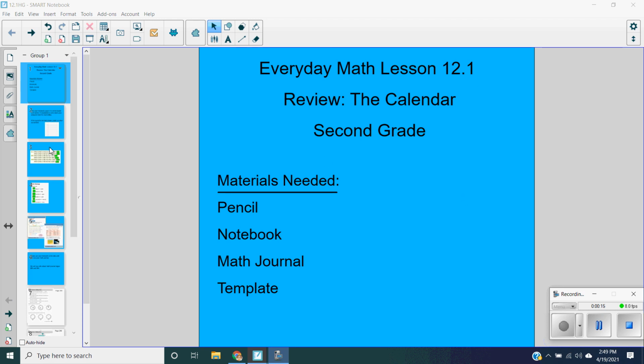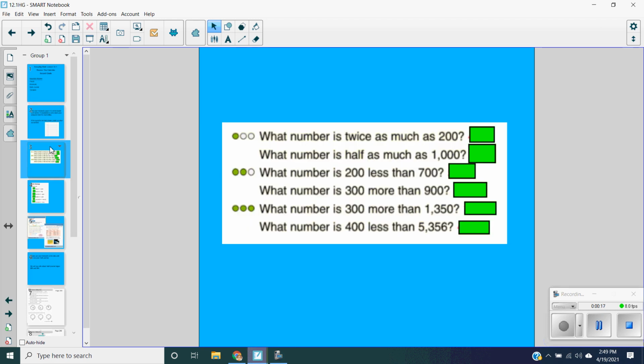The first thing that we're going to do is use our whiteboard and marker to answer some questions. If you don't have a whiteboard and marker, you could also use notebook and notebook paper. So for these questions, if you can write down your answer. The first one: what number is twice as much as 200? You should have said 400.